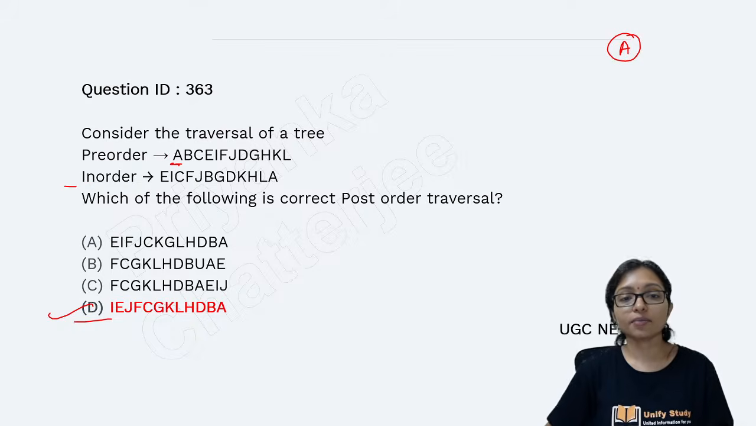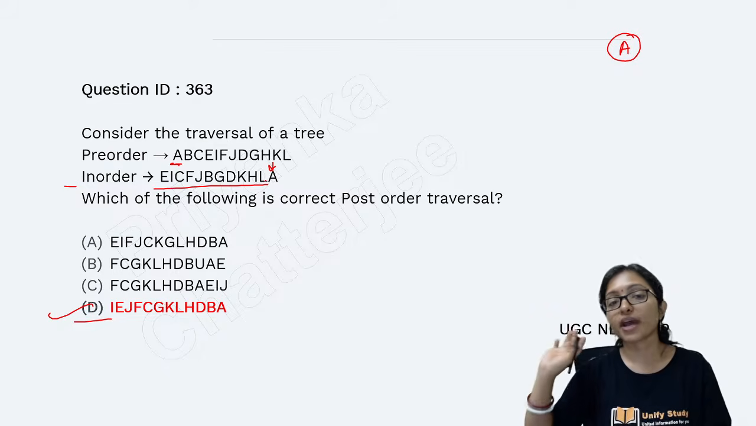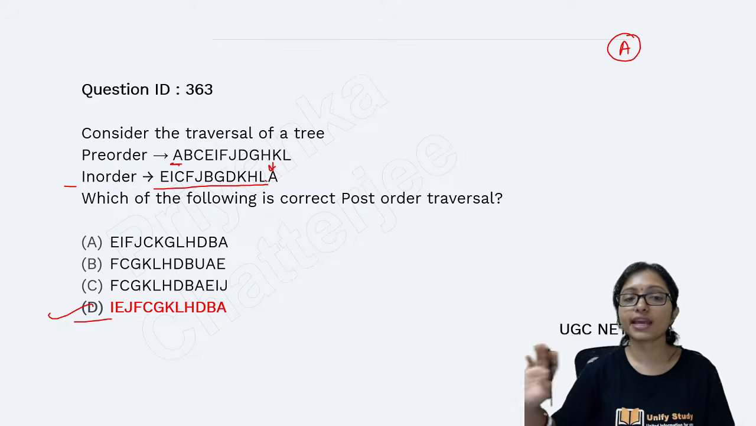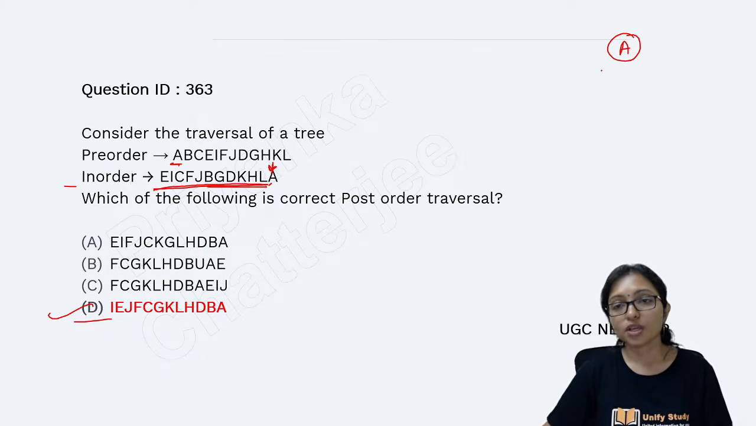Now in in-order, since A is the root, all the children are in the left subtree. So for A there is no right child. It is confirmed that for A there is no right child. All are left children. That is confirmed.